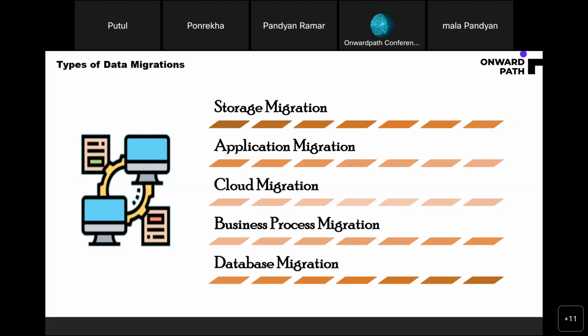Next, we'll see about cloud migration. Cloud migration moves the data or application from an on-premises location to the cloud, or from one cloud service provider to another. It is a common form of data migration nowadays because cloud environments provide on-demand flexibility, dynamic scaling, and it reduces the capital expenditure for companies.